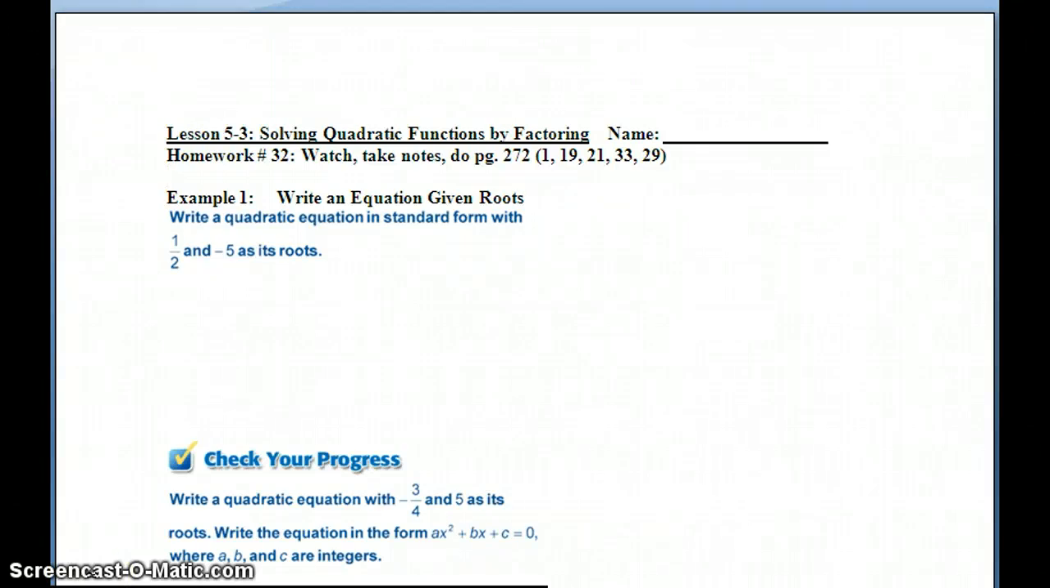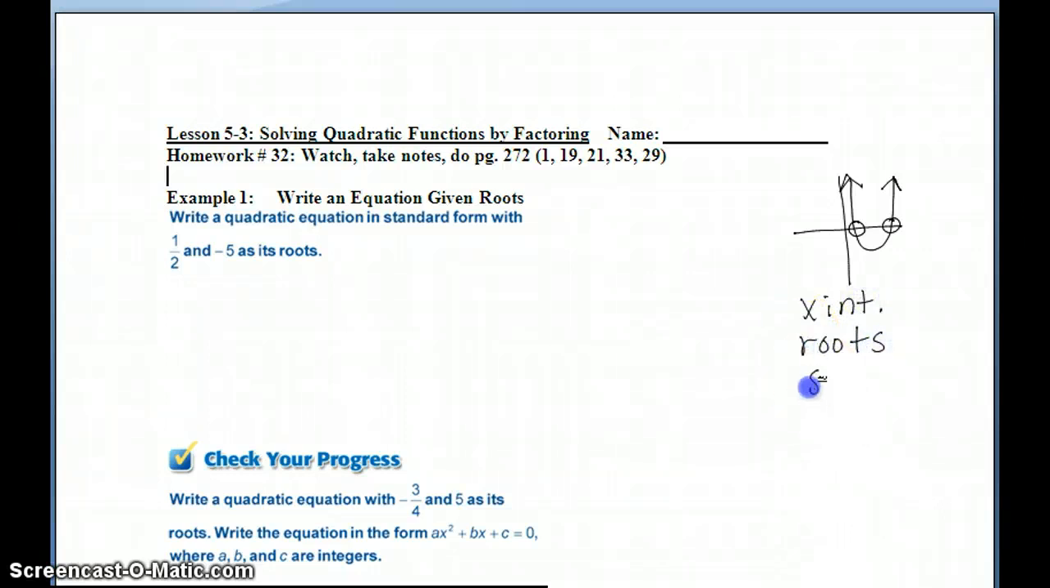In Chapter 5, we're learning about quadratics, and one thing that a quadratic produces is parabolas. What we're looking at are x-intercepts, and that's the last thing we did in class. We're going to have lots of different ways to find the x-intercepts. These are also called roots. They're also called solutions.